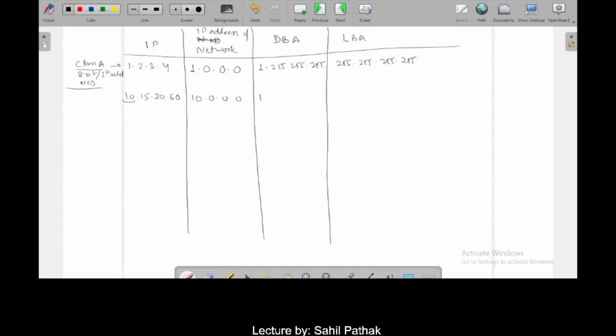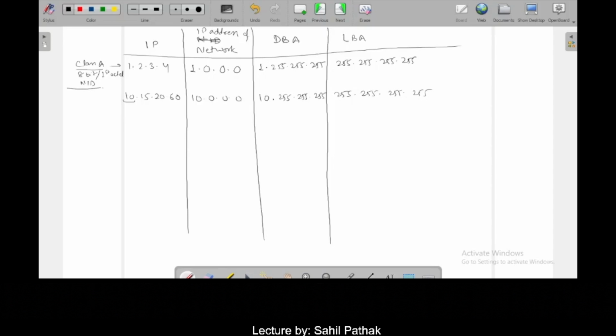the network ID stays as it is, which is 10.255.255.255. That is putting all ones in place of the host ID part. Similarly, if you talk about the limited broadcasting address, that would be the same, 255.255.255.255.